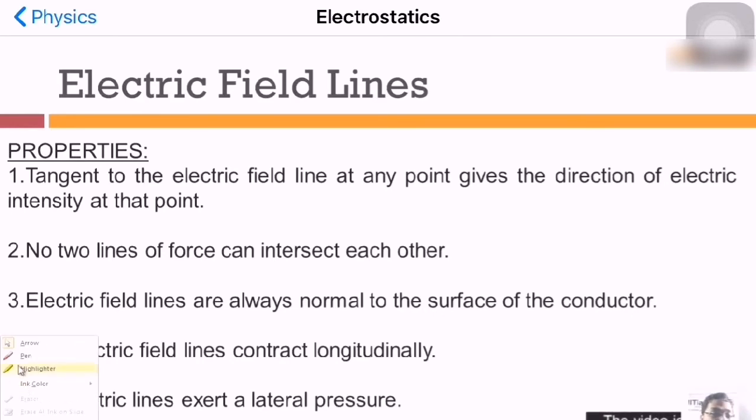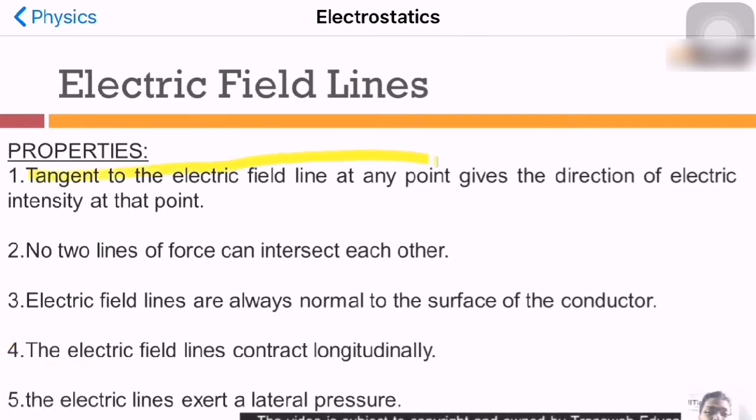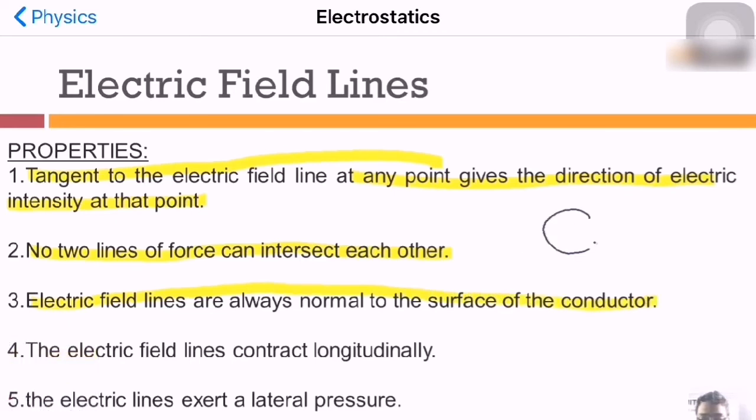So, the important points here. Tangent to the electric field line at any point gives the direction of electric field intensity at that point. No two lines of force or electric field can intersect each other. Electric field lines are always normal to the surface of a conductor. For instance, if I say that this is my conductor which has some charges in it, the electric field lines are always going to be produced perpendicular to it. It may not look like it's going perpendicular, because the surface itself looks kind of crooked, but the electric field lines are always going to be normal to this particular surface. They're not going to be tangential, mind you.